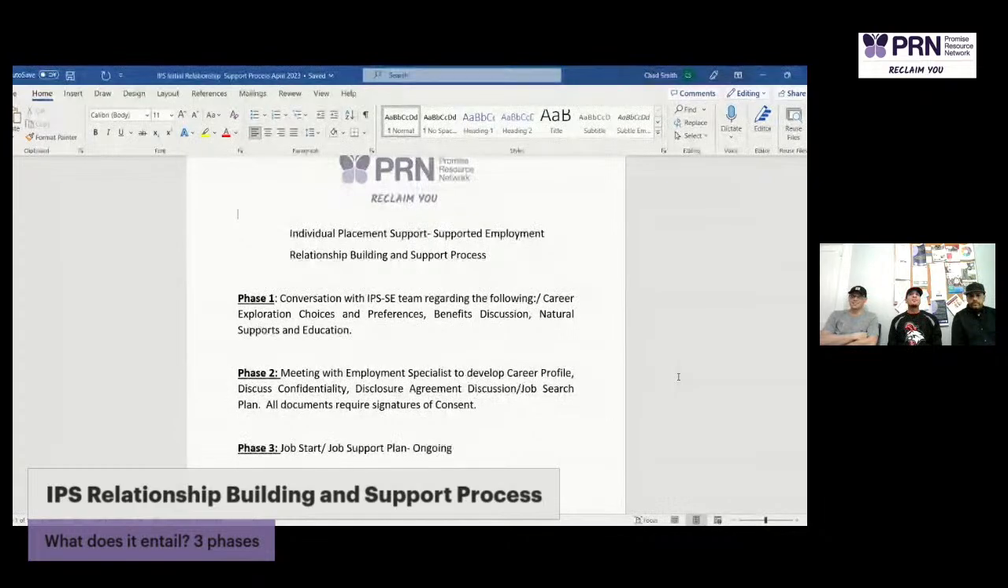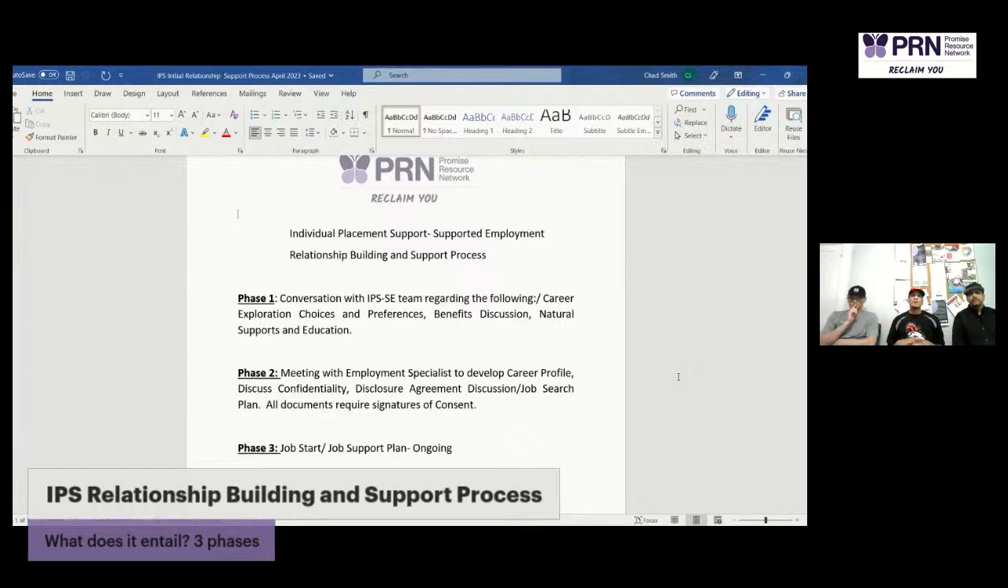Right. So in phase three, job start and job support planning. Basically, once you start a job, the individual is aware that he or she is going to be starting a job on Wednesday. Well, we're going to meet with you on that Tuesday prior to you starting that job, just so we can gain insight on what you may need before you start. Are you ready? How are you feeling? What kind of support do you need before you start your job? And then 3 days after you start that job, we're going to follow up with you face to face again to see how it went.